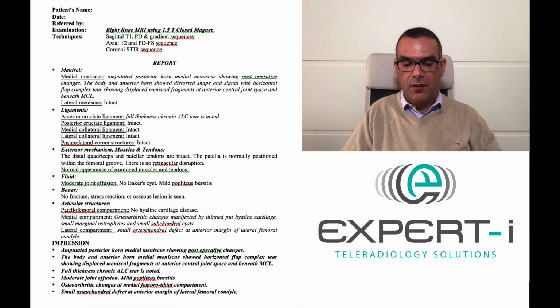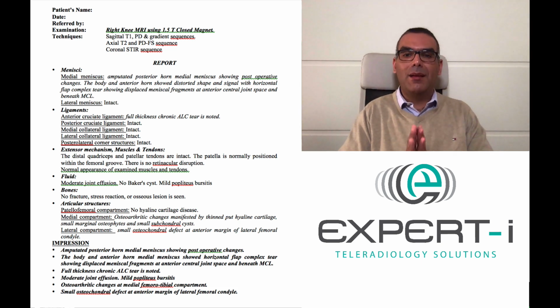how do you report this? We, of course, begin with highlighting there is a post-operative status. And as we said, the body and the posterior and the anterior horn of the medial meniscus show horizontal flap complex tear, as we described. And there is a full thickness chronic tear of the ACL. There is a moderate joint effusion, mild popliteus bursitis, and we have the osteoarthritic changes at the medial femorotibial compartment, and as we described, the small osteochondral defect at the anterior margin of the lateral tibial plateau.